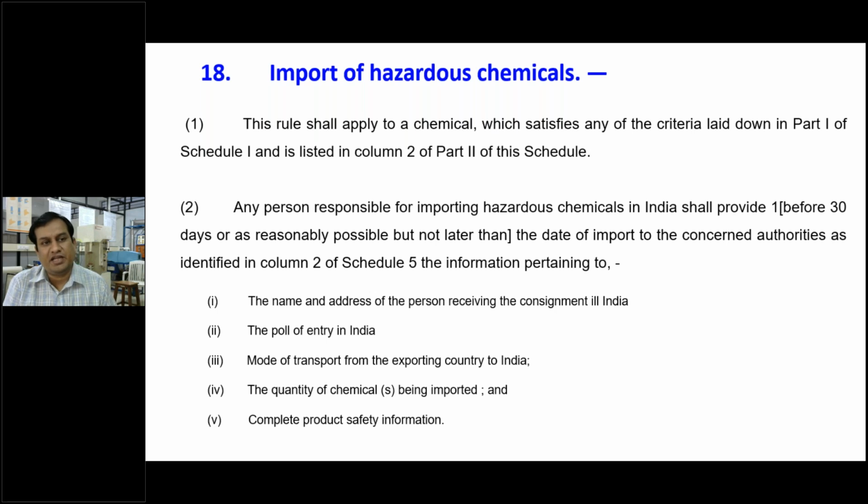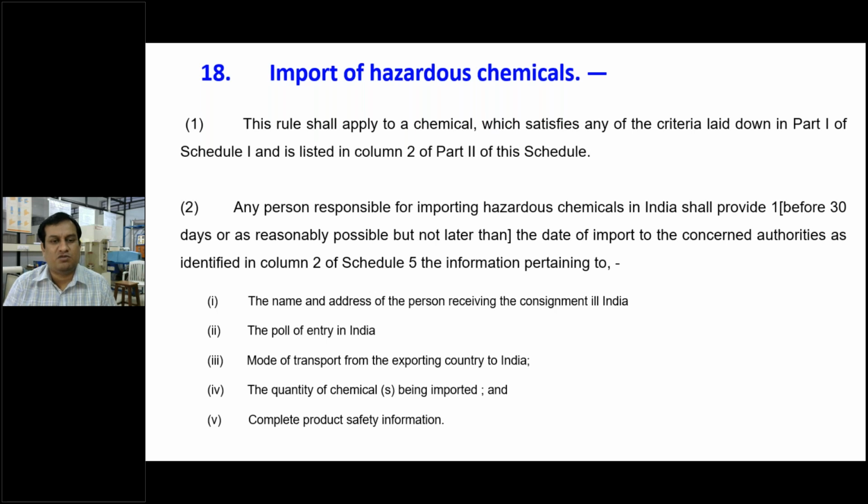Then rule number 18, import of hazardous chemicals. So while importing hazardous chemicals, we have to follow these guidelines. This rule shall apply to a chemical which satisfies any of the criteria laid down in part 1 of the schedule 1 and is listed in column 2 of part 2 of the schedule.